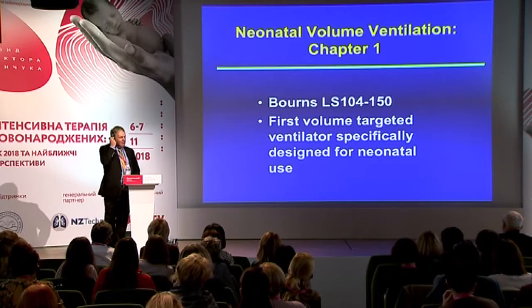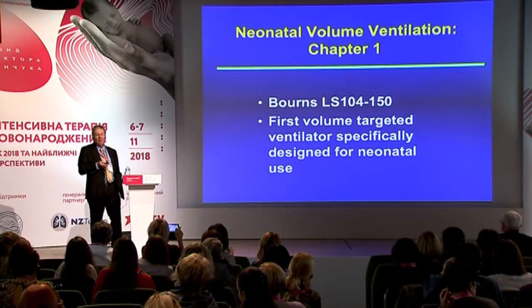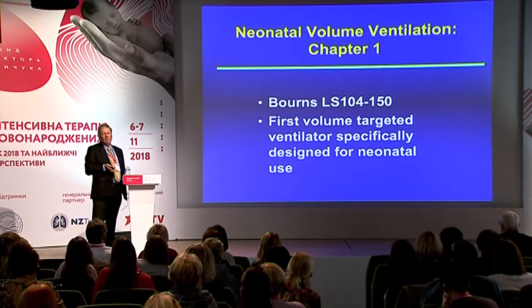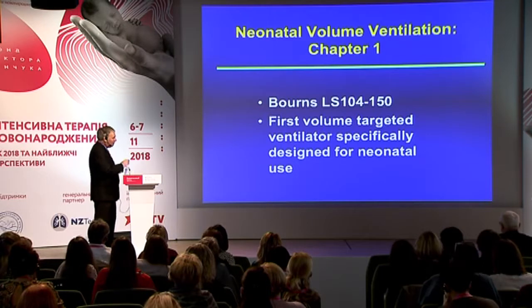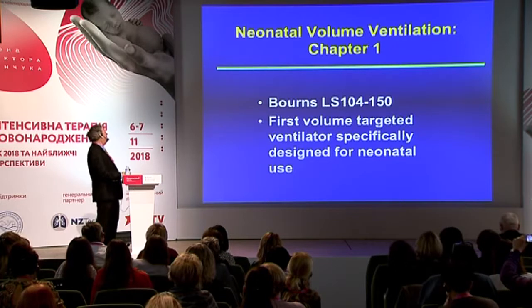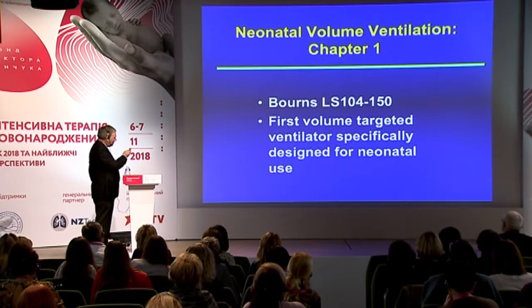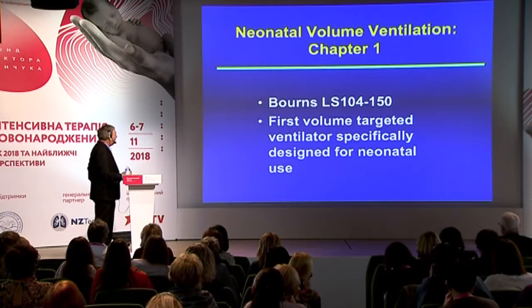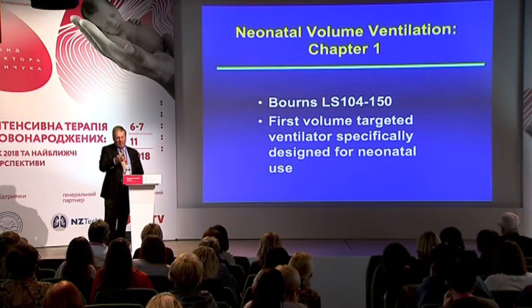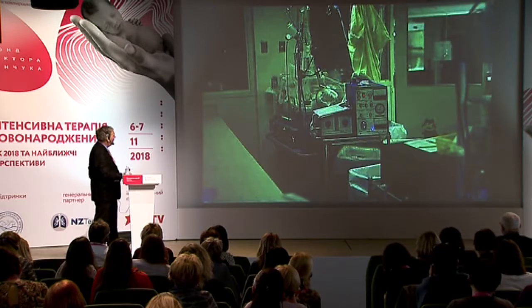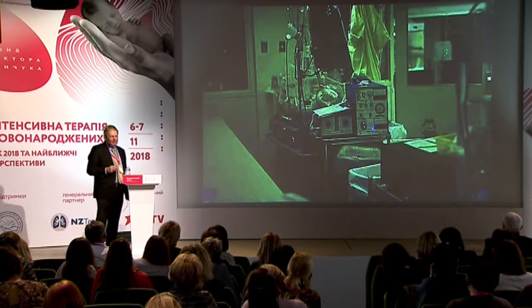Now, those of you that are as old or nearly as old as I am may remember the first attempts at volume ventilation in the neonatal intensive care unit. And this happened in the mid-1970s with a device called the Bourns LS-104. Interestingly, this was the first volume-targeted ventilator that was specifically designed for use in the neonatal intensive care unit. And this is what it looked like. And I can tell you that this particular model was sold in 1976.